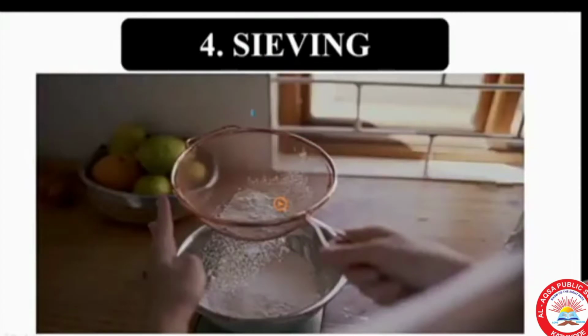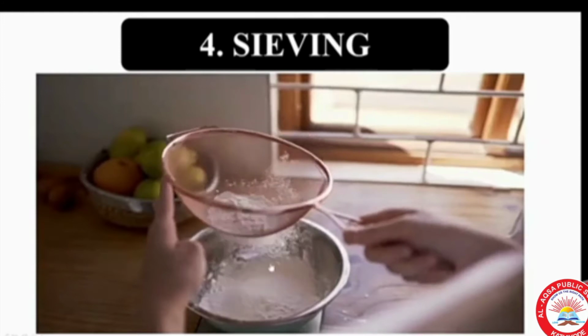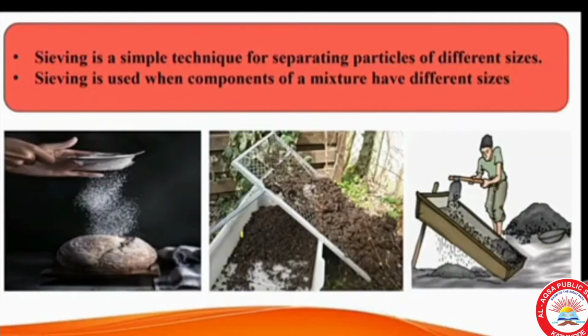You might have seen your mother doing like this. Do you know why she is doing like this? Yes, to remove impurities present in the flour. This method is called sieving. It is a simple technique for separating particles of different sizes. Sieving is used when components of a mixture have different sizes.